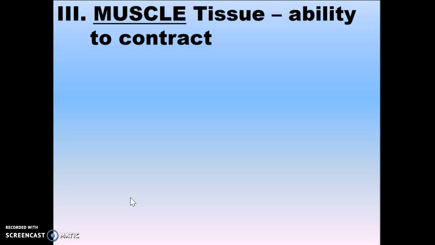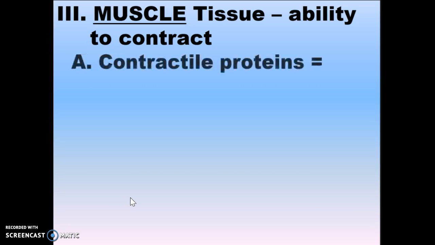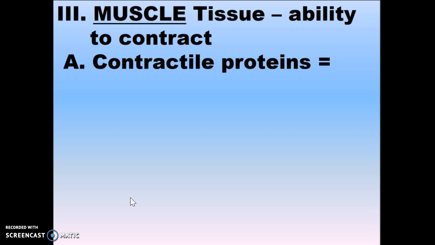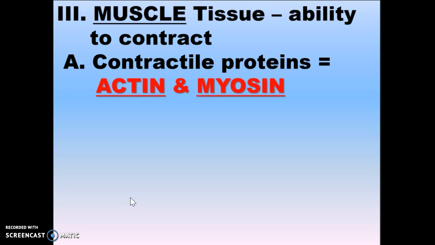So another type of tissue, a third main type of tissue, is muscle. First type is epithelial, second type is connective, our third type is muscle. It has the ability to contract. There are 3 types of muscle tissue we're going to talk about. There are contractile proteins. The 2 main contractile proteins in muscle are actin and myosin. Those are big and bold. Actin and myosin are the main contractile proteins.